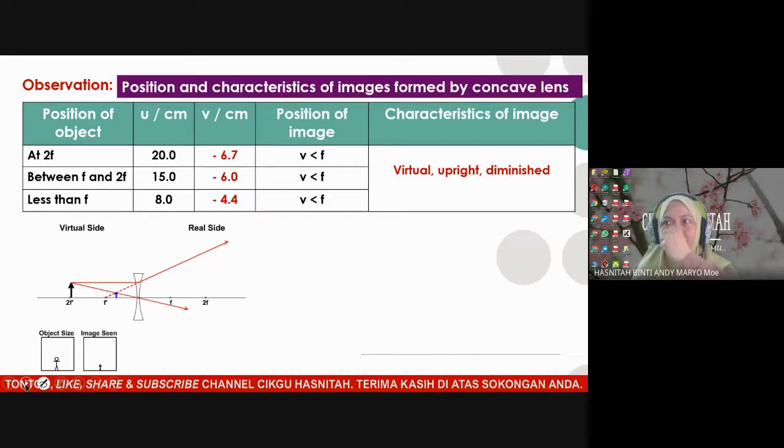And this is the result for the concave lens. When we place the object at 20 cm, this is where the image appears, at a distance of 6.7 cm from the lens. Why negative? The negative sign shows a virtual image is produced. And the position is always less than the focal length, as shown in this simulation.